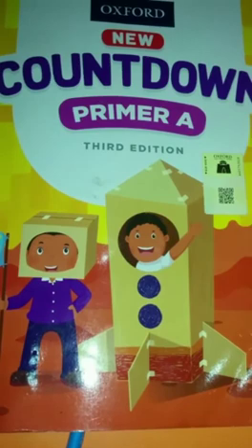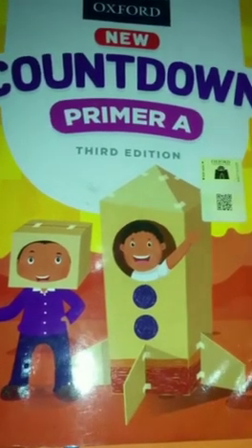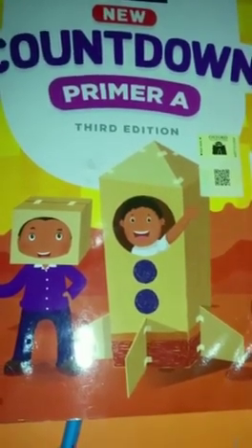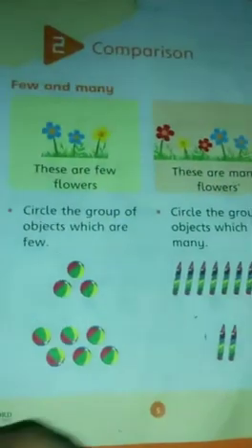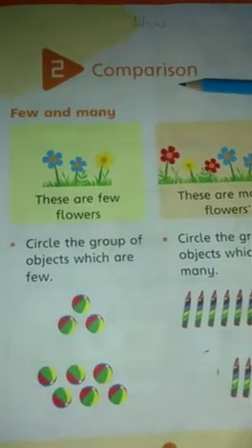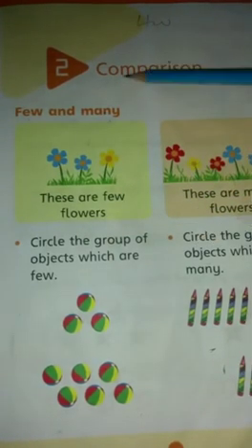I am also fine. So today we are going to start our new Oxford Countdown Primer 8 third edition for class KG1. So let's start our second lesson. Our second lesson name is comparison. We have to compare things in this lesson.